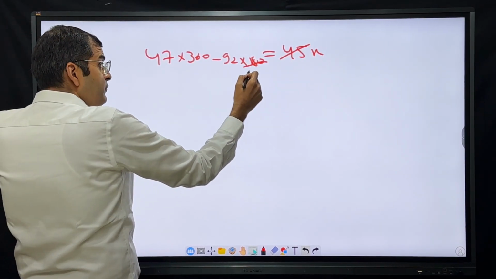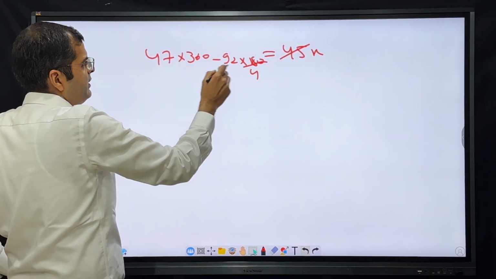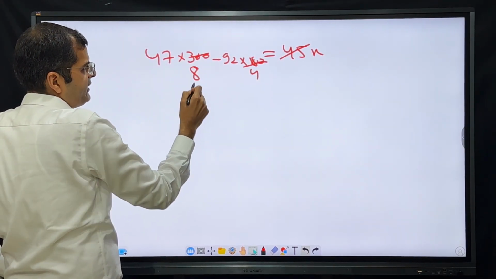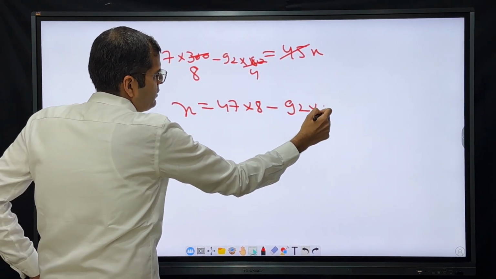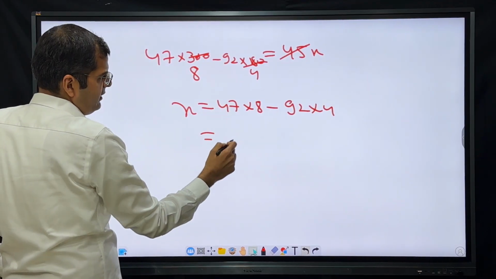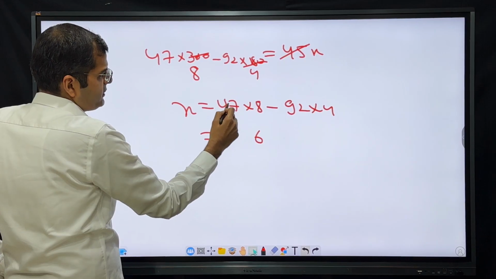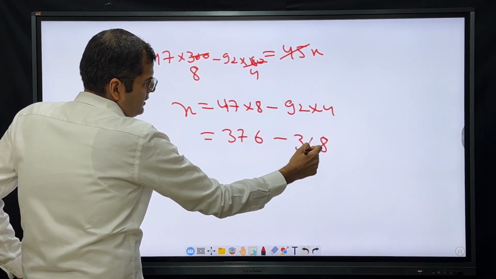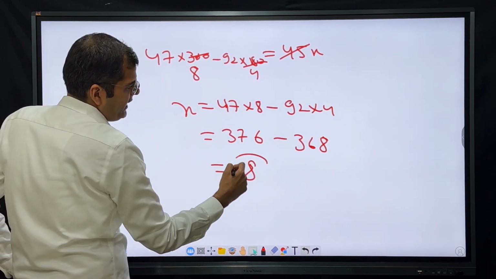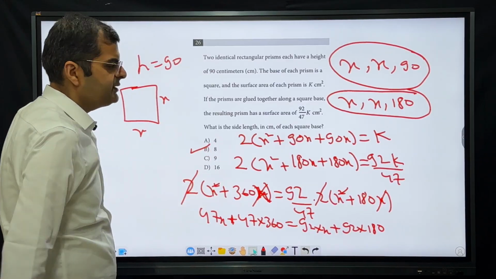180 divided by 45 is what? 4. 45 into 2 is 90, 90 into 2 is 180. And 360 will be double of that, so it is 8. So x is 47 into 8 minus 92 into 4. What will that be? 47 into 8: 8 times 7 is 56, 8 times 4 is 32, so this is 376, minus 2 times 4 is 8, 9 4s, 368. So 376 minus 368 is 8. So x is 8. Each side is 8. Answer option B is correct here.